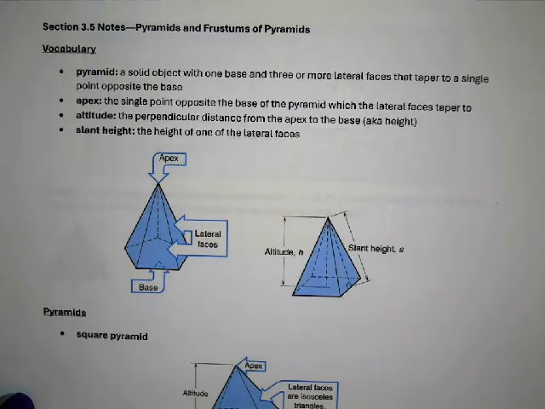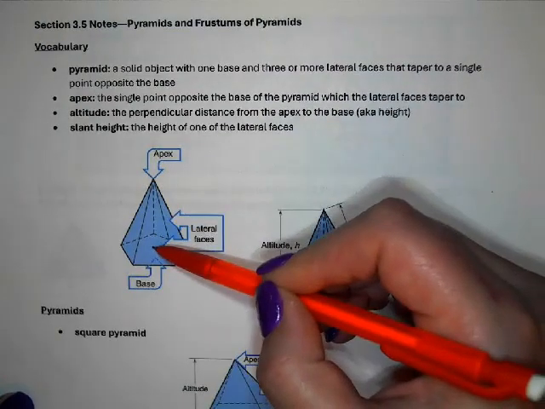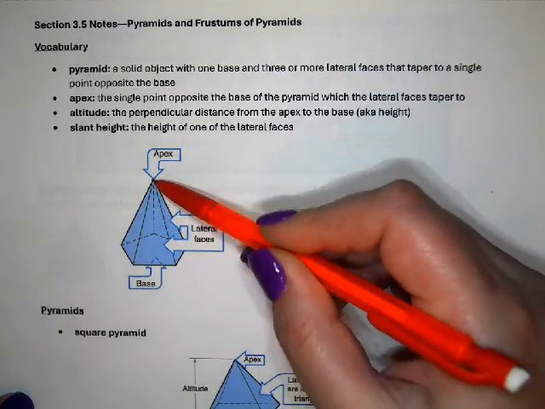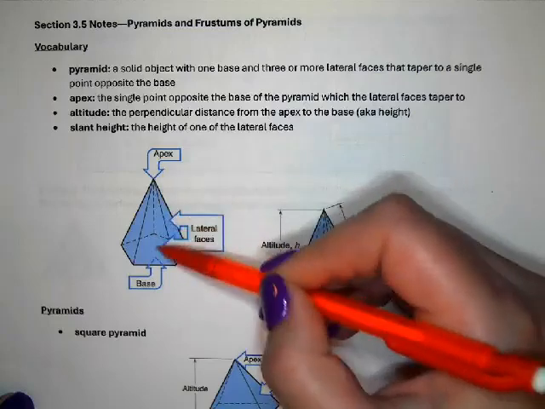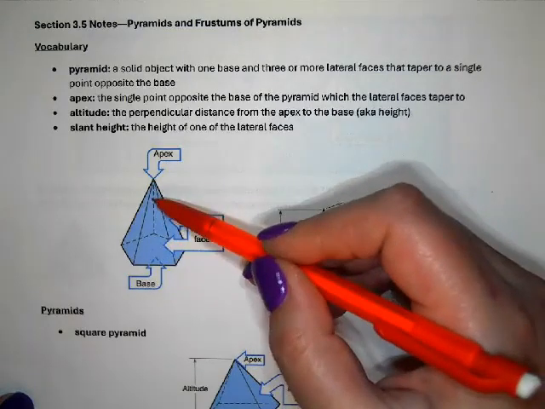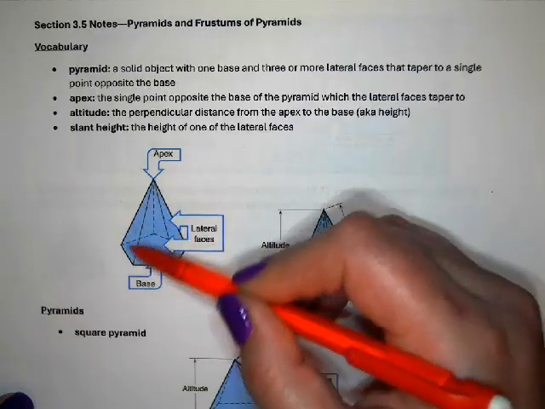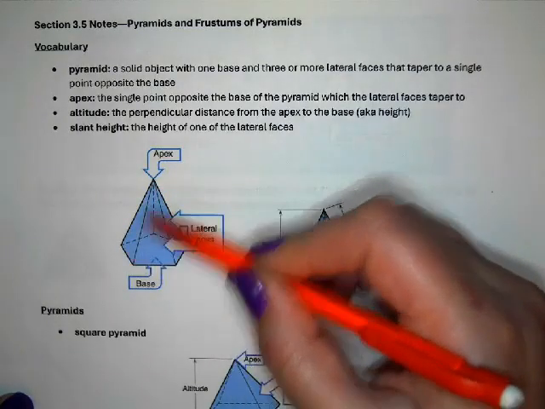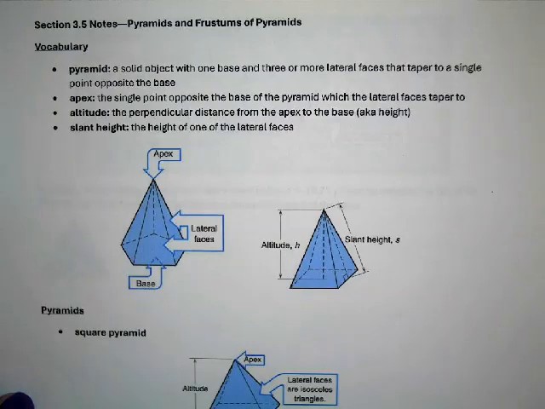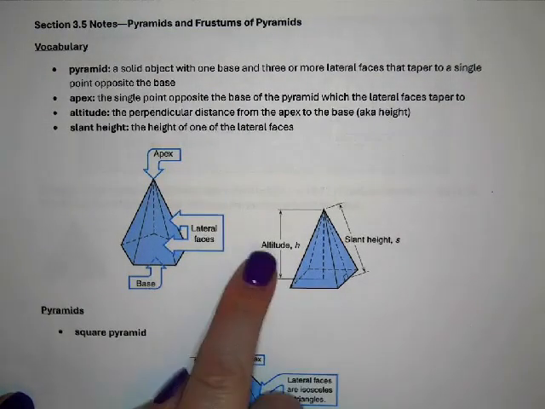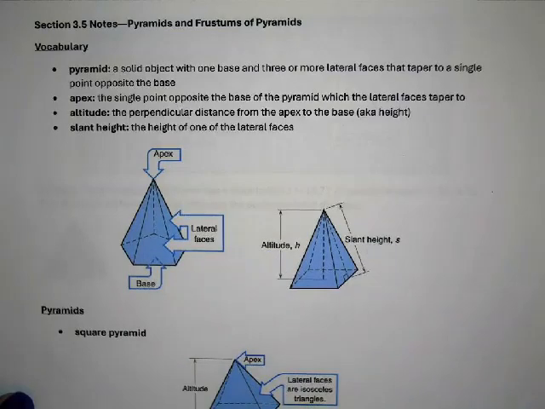The altitude, again, is the perpendicular distance from the apex to the base, also known as the height. And then the slant height is the height of one of the lateral faces. So we have the height where you could measure it from the middle of the base up to the apex, and that would just be the height overall, like how tall the pyramid is. But then if you measure how tall each of the sides are, you're measuring that at an angle, and so that would be the slant height. So two different things, and we'll use them in different contexts. So it's important to know the difference between them. Altitude, regular height, slant height.